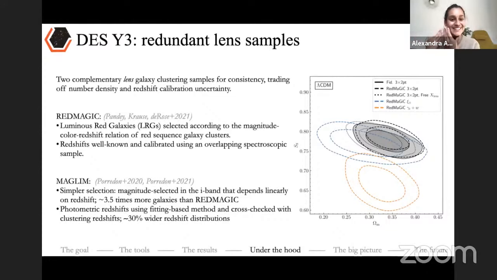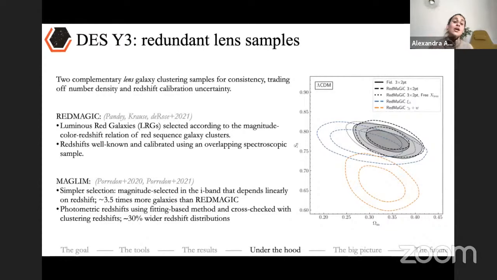This is what was intriguing. Everything was fine in 3x2, but when you ripped back the cover and looked at the 2x2, the results between the two lens samples were very different. I can talk more about that in the questions if you want. But this is really the power of the 3x2-point analysis, that it can self-calibrate itself.